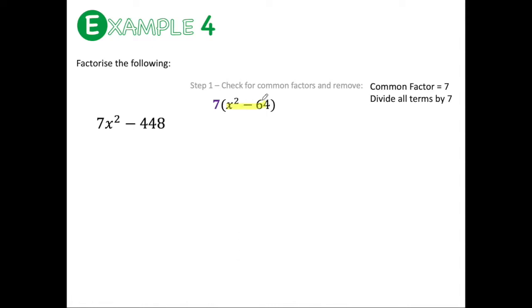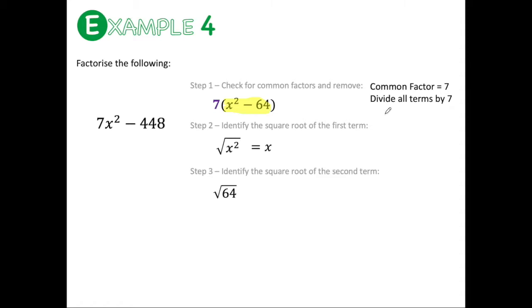So now for the moment I can ignore the 7 on the outside and focus on the x squared minus 64 inside my brackets. The square root of x squared, which is equal to x, then the square root of 64, which is equal to 8. So now I can write my factorized answer, and it's going to be x plus 8, x minus 8, because I'm using those two terms identified in step 2 and step 3.